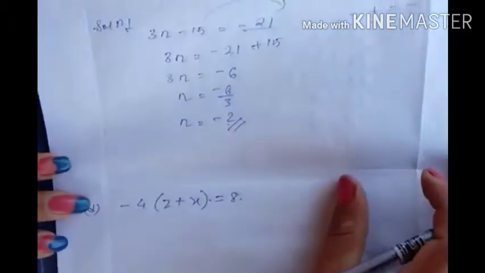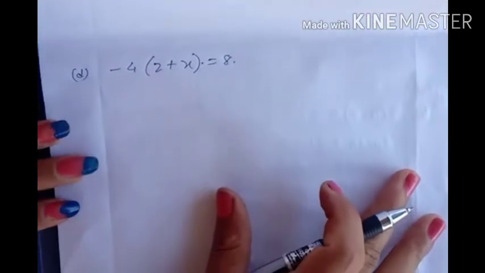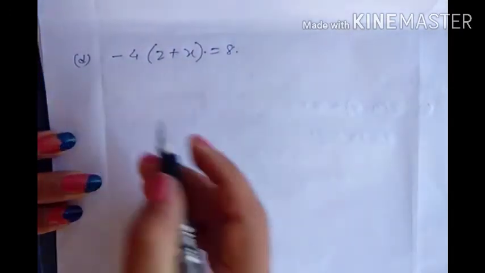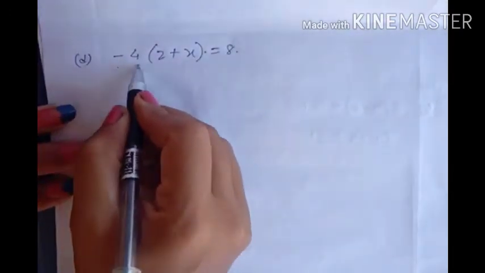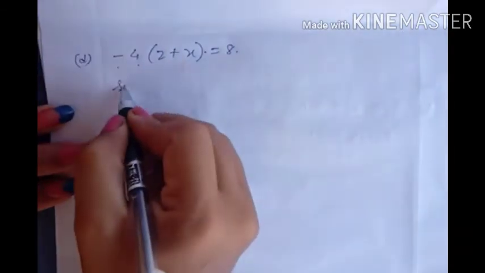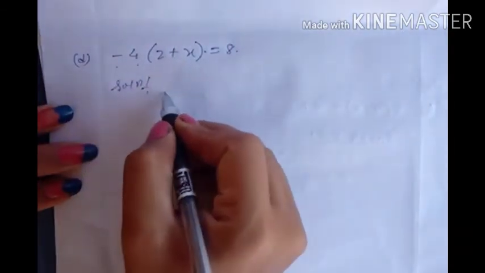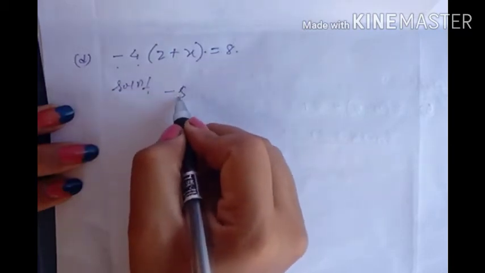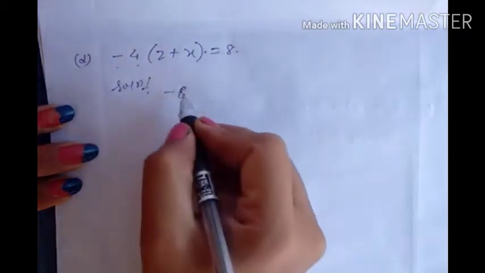Now come to the next question, question number D. Minus 4 bracket 2 plus x equal to 8. So what you will do? You will open the bracket, isn't it? Minus 4 into 2 will become what? Minus 8, isn't it? Minus 4 into 2 will become minus 8.